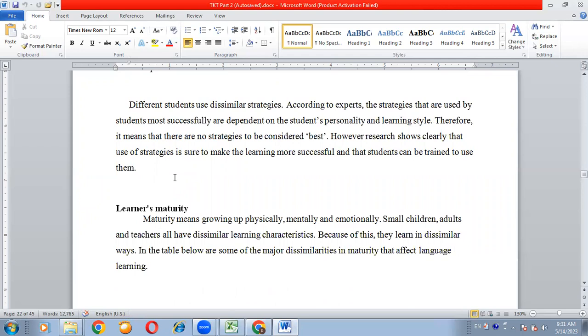Different students use dissimilar strategies. According to experts, the strategies that are used by students most successfully are dependent on the student's personality and the learning style. හැමදේම රඳා පවතින students මොකක්ද? Personality and also the learning style. Therefore, it means that there are no strategies to be considered. However, research shows clearly that use of strategies is sure to make the learning more successful and the students can be trained to use it.